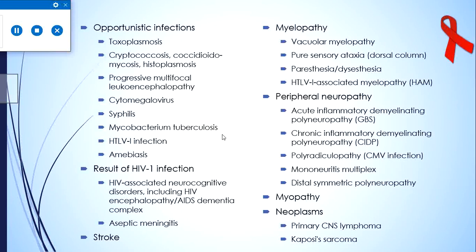Some manifestations of the CNS can be directly due to the effect of the HIV virus itself. Most important among these is HIV-associated neurocognitive disorder, including HIV encephalopathy or the so-called AIDS dementia complex. This is a gradually worsening neurocognitive disorder manifested by difficulty in concentration and reading and loss of recent memory. But it is quite different from the other common dementias like Alzheimer's disease.